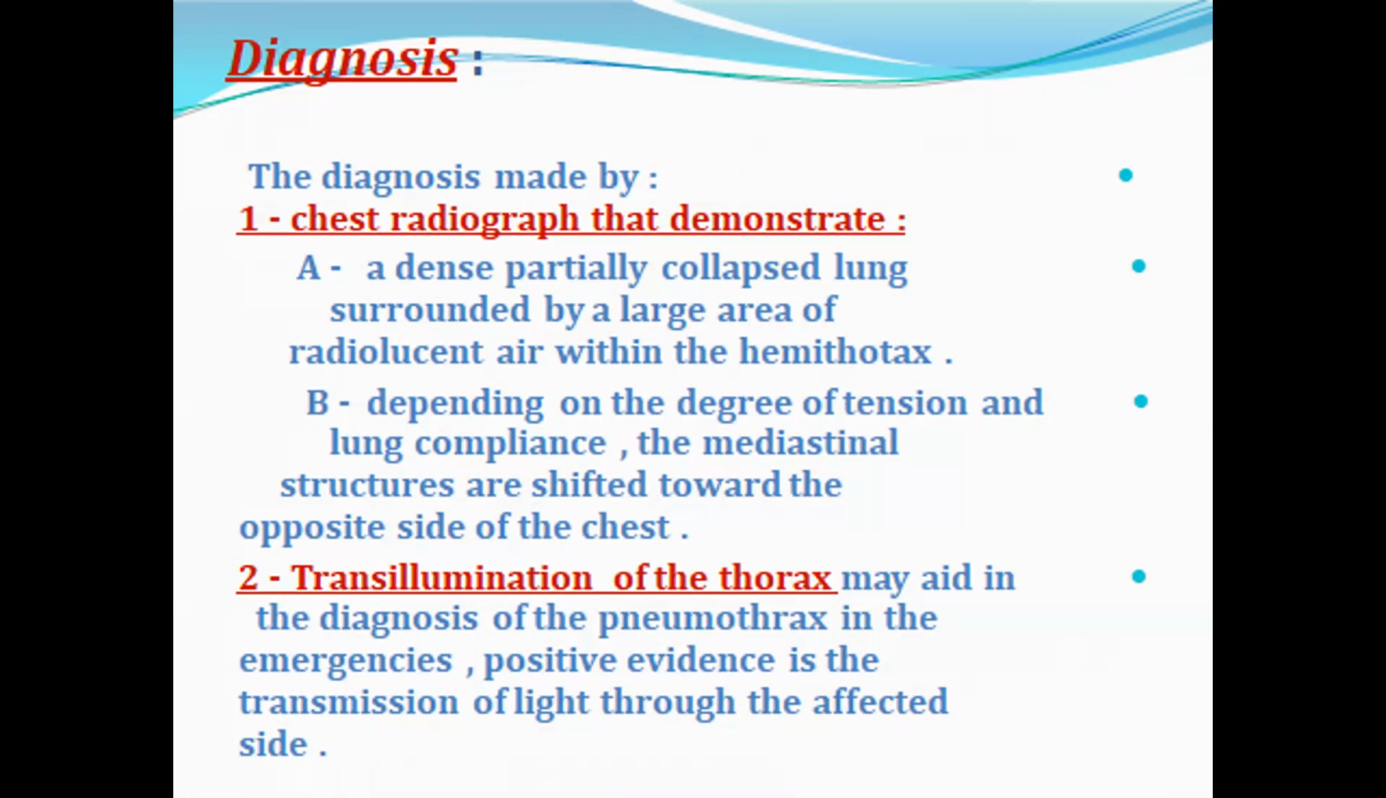Diagnosis: chest radiology is important to demonstrate a dense, partially collapsed lung surrounded by a large area of radiolucent air within the hemithorax. So we have a loss of the lung tissue on the affected side. And depending on the degree of tension and the lung compliance, the mediastinal structures are shifted toward the opposite side of the chest.